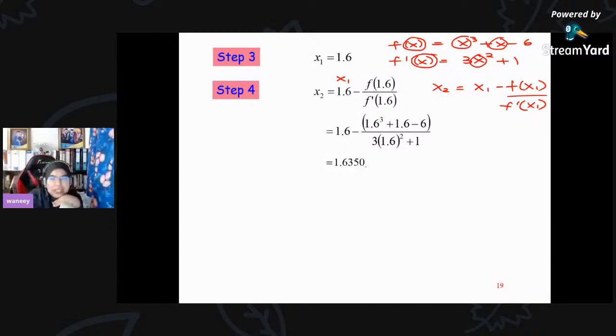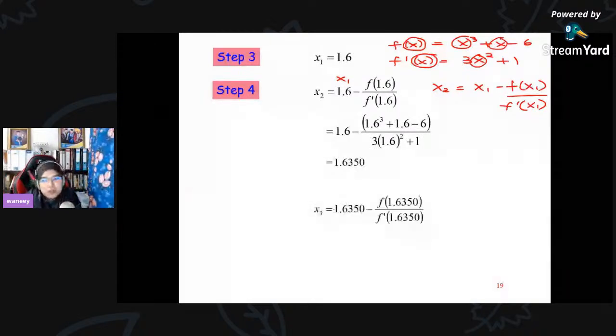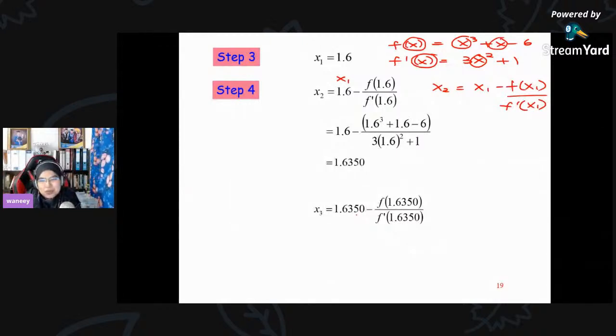For the third one, x3. So we're going to substitute with 1.6350. So go back to the formula, the function, substitute with 1.6350. What is your answer? Okay, so let's see. I'll give you around 1 minute for you to try to use your calculator and find out the answer.